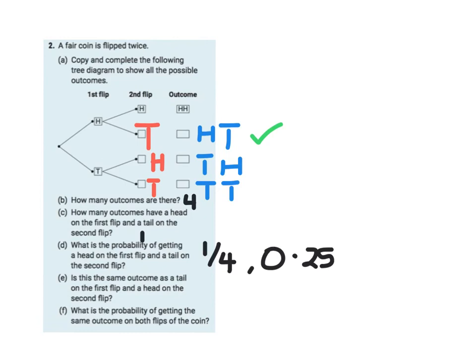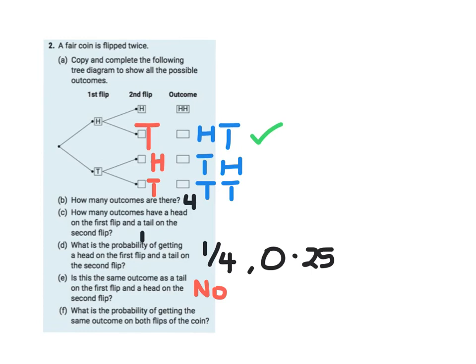Then they ask, is this the same outcome as a tail on the first flip and a head on the second flip? So they're basically saying, are they the same thing? And we know they're not the same thing, because the first time in question D, we said that it landed on a head first and then a tail. Then in question E, it lands on a tail first and then a head. So just because we have a head and a tail both times, because they're in different orders, they are different outcomes. So no, it is not the same outcome, because one of them had a head first, then a tail. The other one had a tail first and then a head.